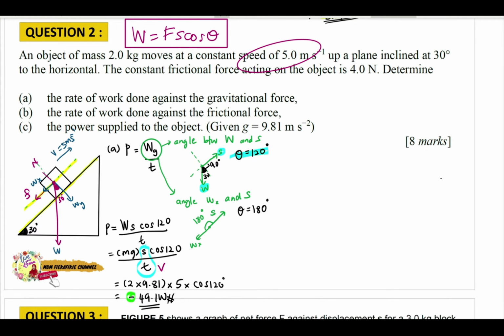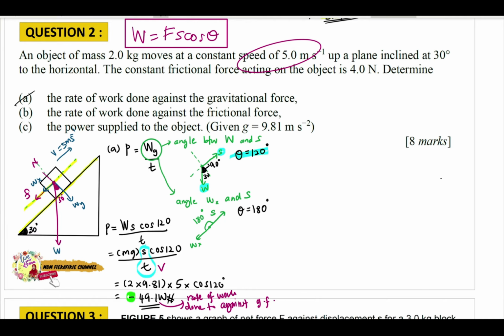Okay, so why do we have the negative sign here? Because negative means the rate of work done is against the gravitational force. Maknanya untuk dia bergerak naik ke atas ni, kita perlu melakukan kerja untuk melawan gravitational force ni, iaitu berat dia sendirilah. Kalau kita resolve, kita ambil WX, WX is opposite direction with V. So the negative sign is the rate of work done against the gravitational force. Tengok, tulislah.